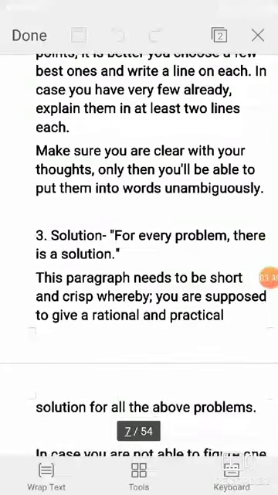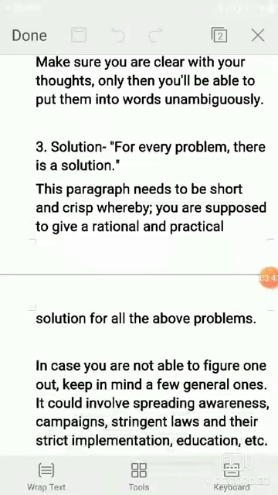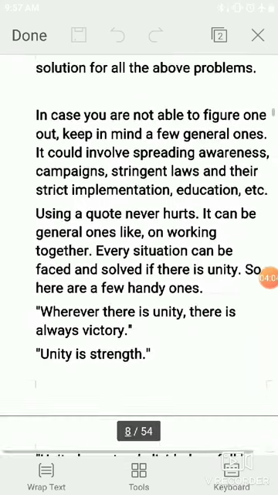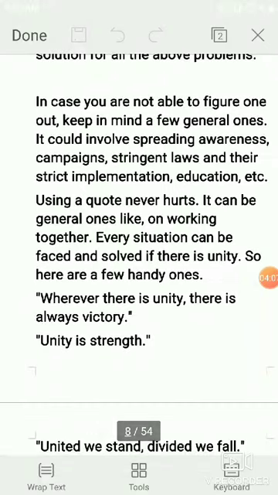Now, the third point is the solution. For every problem, there is a solution. This paragraph needs to be short and crisp, and you are supposed to give a rational and practical solution for all the above problems. In case you are not able to figure one out, keep in mind a few general ones. It could involve spreading awareness, campaigns, stringent laws and their strict implementation, education, etc. Using a quote never hurts. It can be generally one on working together: every situation can be faced and solved if there is unity.